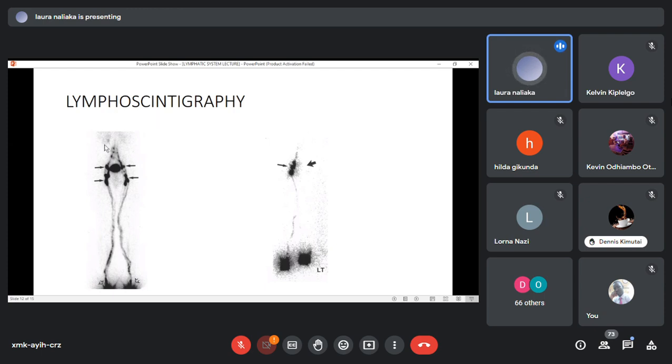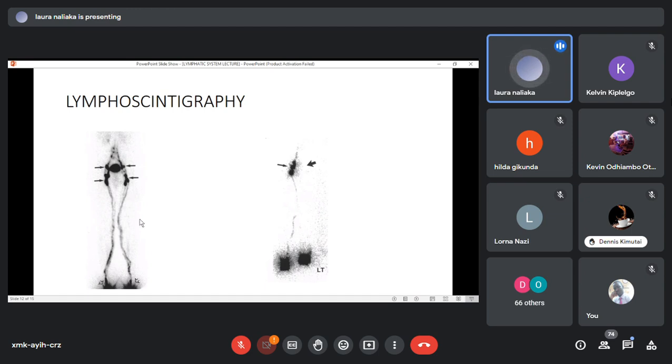These are images of lymphoscintigraphy as they appear after the patient has been injected intradermally. Usually we inject between the first and the second toe superficially, because that's where we expect the lymphatic channel to start from. So we inject the radiotracer, that's sulfur colloid technetium. Then you wait for it to opacify. It will just opacify the lymphatic channels. It will not opacify the veins or the arteries.